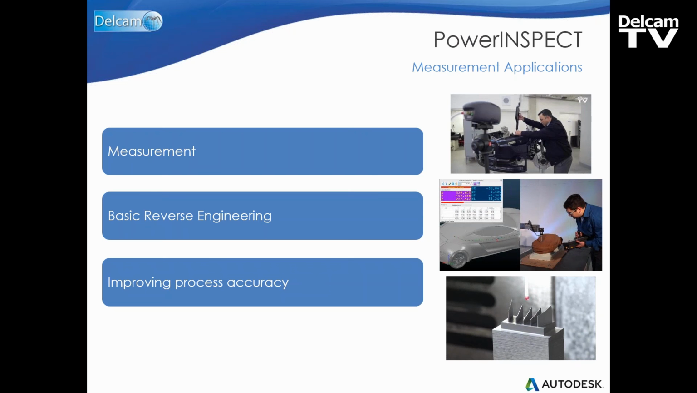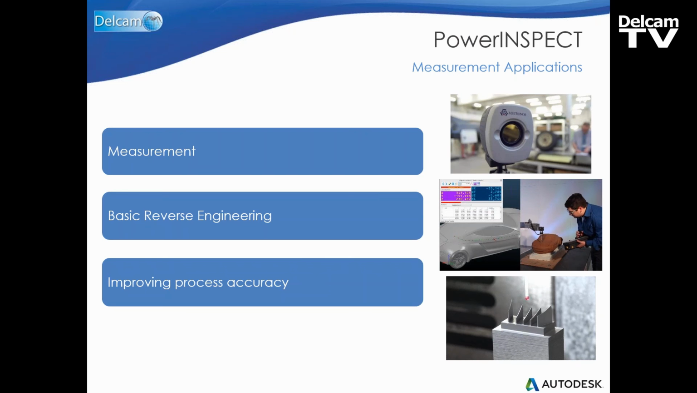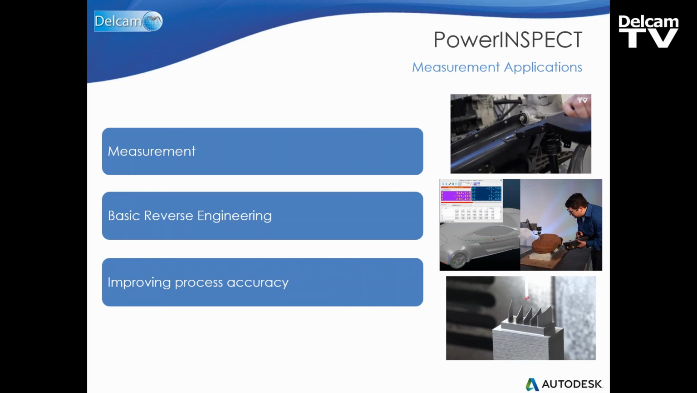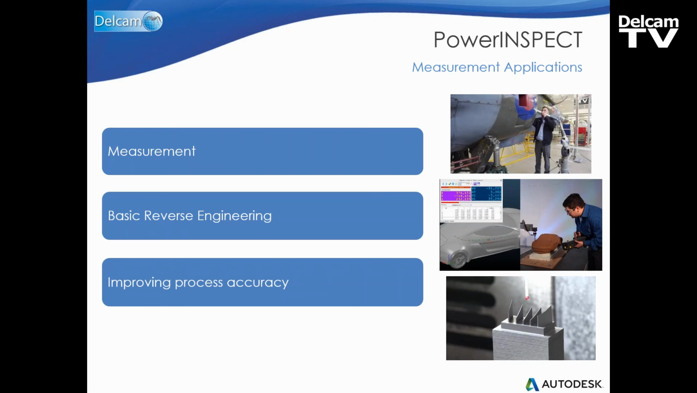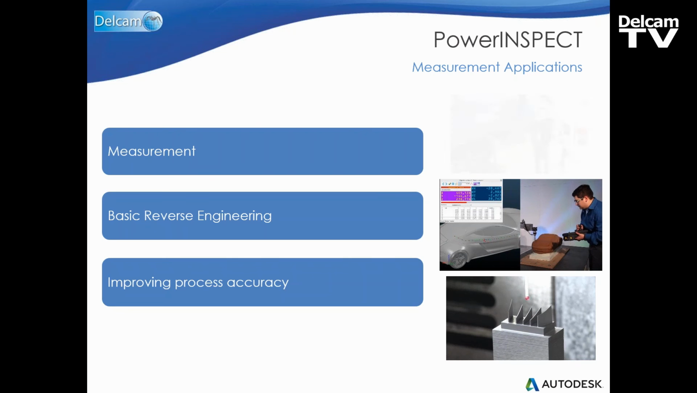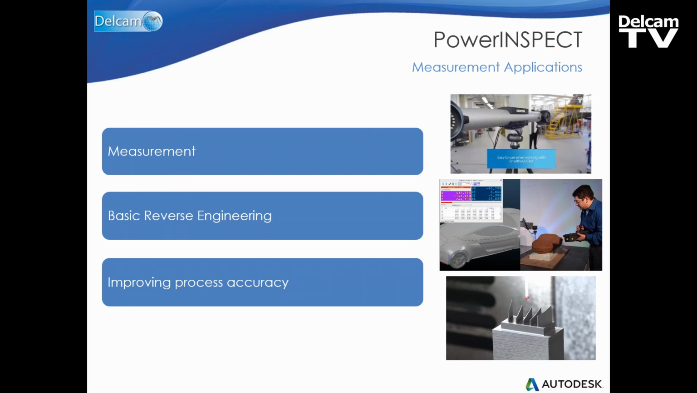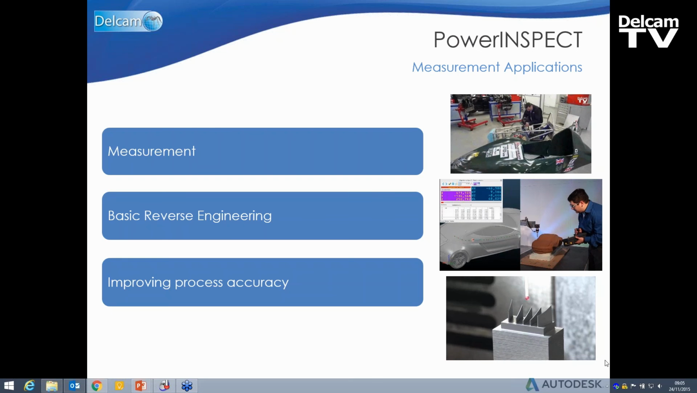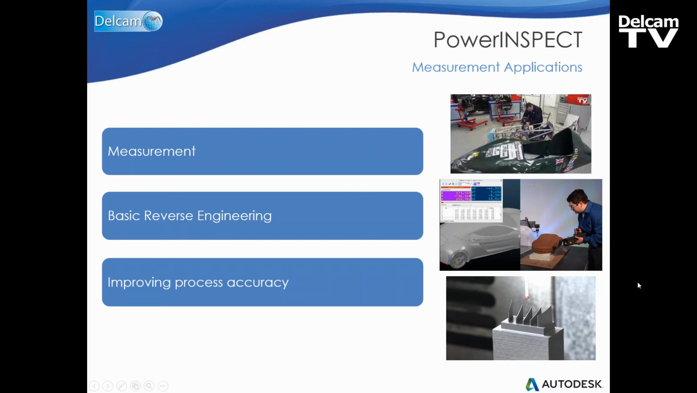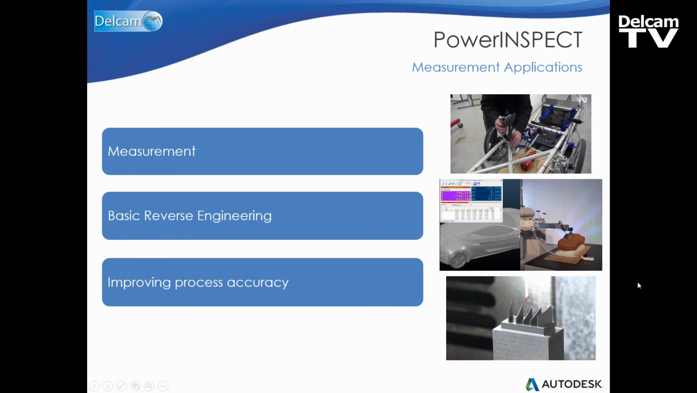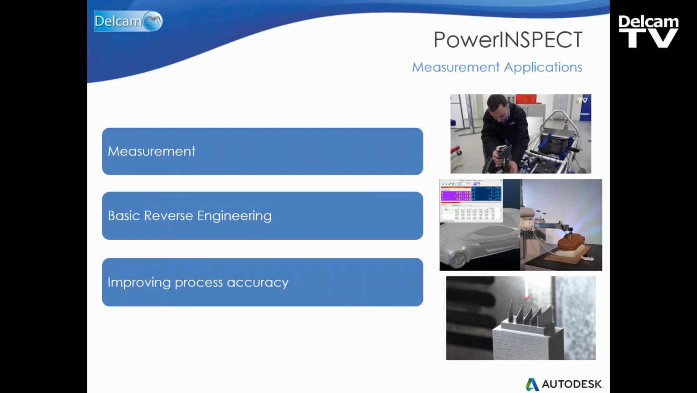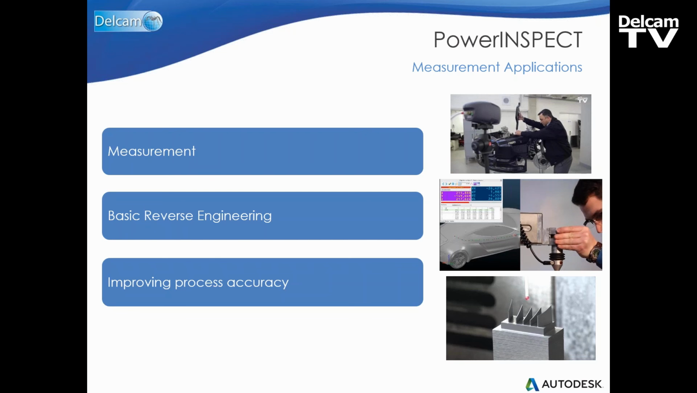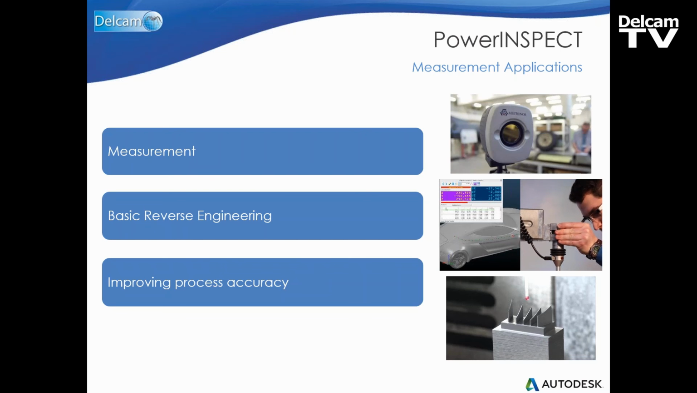In addition to that, PowerInspect is used for basic reverse engineering functionality. And of course, one of the main topics for today's presentation, it's improving process accuracy. What we're talking about there is quantifying and compensating for process variation. That's something that I'm going to touch on later in the webinar. It's used in part assembly and fixture calibration. And PowerInspect can be used for part setup, and that's something that Peter's going to show us in a minute or so. It's used as feedback for automated processes.